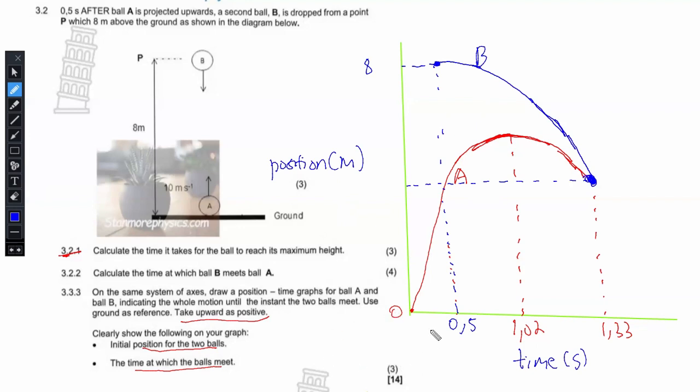So make sure you revise your vertical projectile motion and just make sure that those marks are always in the bag.